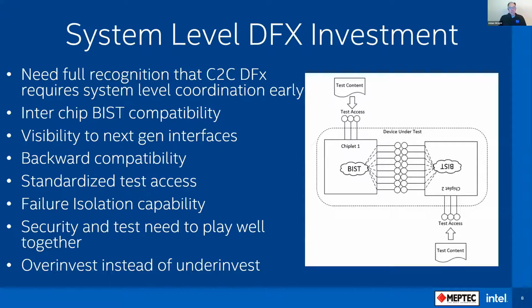We need the full recognition that C2C DFX requires system level coordination early. This is a significant problem in our MCPs. It gets tangled quite quickly, trying to figure out what the test content is, what our test access is. Chip A wants to use one full chip JTAG, a concurrent standard. The other, the legacy chip, uses some other scheme. It's annoying, right? And it causes a lot of confusion. These problems are solvable, but if we want to do things rapidly, we really need to look at these little details and smooth them out.